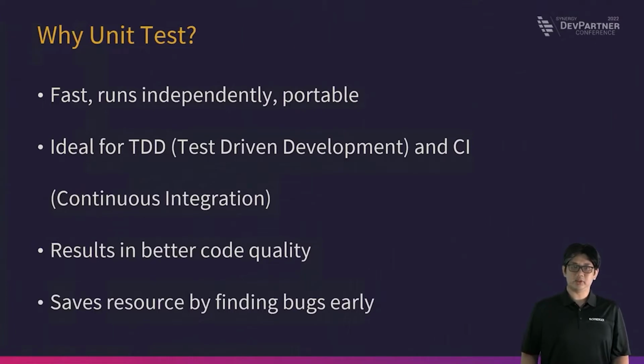Why would we want to write unit tests? Because unit tests are fast, they run independently, and they are portable. These characteristics make unit testing ideal for test-driven development, or TDD, and continuous integration, or CI. A lot of buzzwordy acronyms there. With unit tests, the code base itself results in better code quality. It also saves resources for the organization overall by allowing developers to find bugs early in the development process.